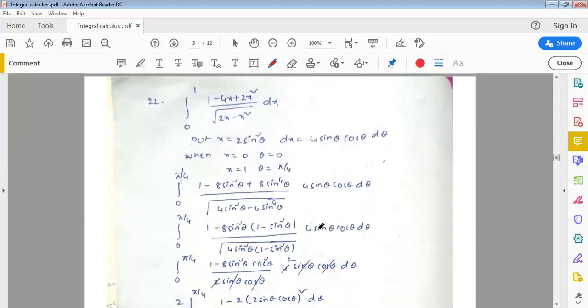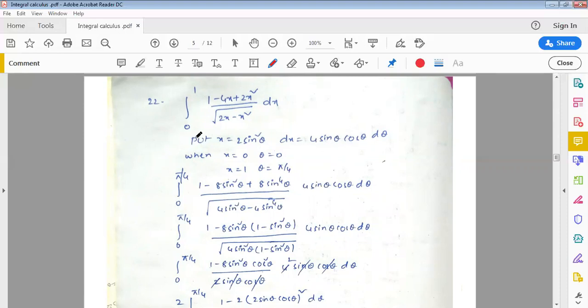Coming to the next problem, we have to integrate the integral from 0 to 1 of minus 4x plus 2x square by root of 2x minus x square, into dx. This particular problem can be integrated once again by using substitution. Here we substitute x is equal to 2 sin square theta in place of x, so that on differentiating we get dx is equal to 4 sin theta cos theta d theta.